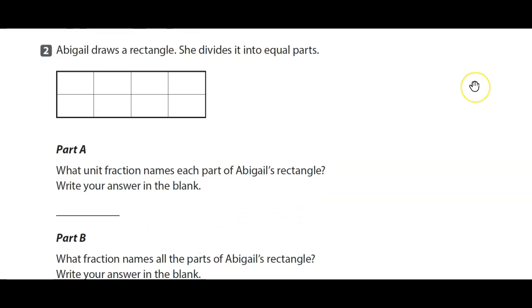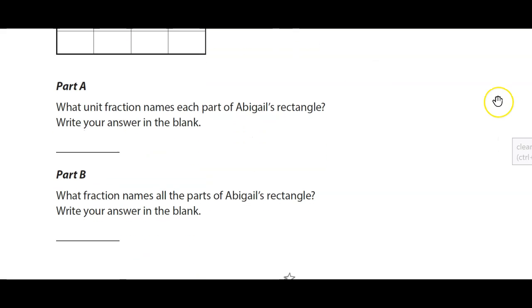Then it says Abigail draws a rectangle. She divides it into equal parts. Okay, what unit fraction names each part of Abigail's rectangle? Unit fraction is just one of these. Remember, unit fraction always has a 1 at the top. 1/8, because there's 1, 2, 3, 4, 5, 6, 7, 8. Okay, so you're right. It's 1/8.